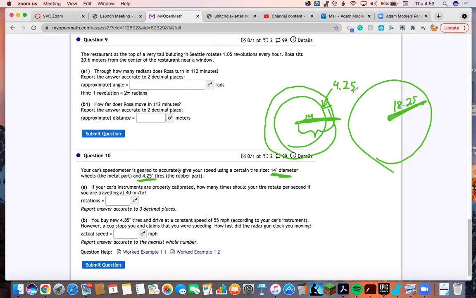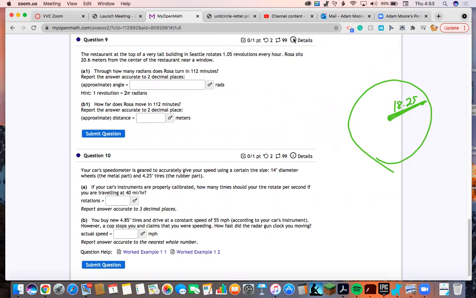So assuming that you have the 4.25s on there and that you didn't get some other wild tires on there, and you didn't switch out the wheels for different size rims or anything weird, then this thing can accurately predict your speed based on how fast your tires are spinning here. Okay.